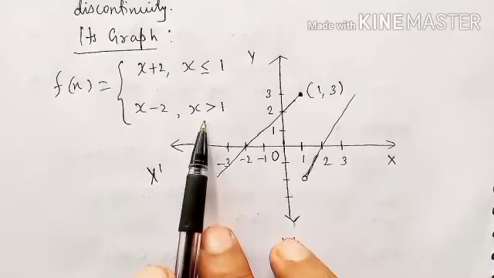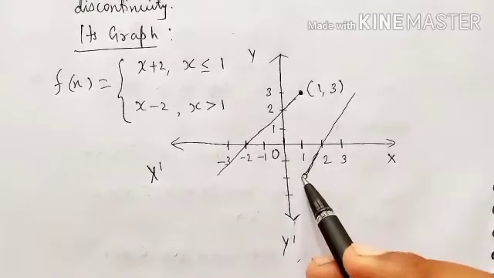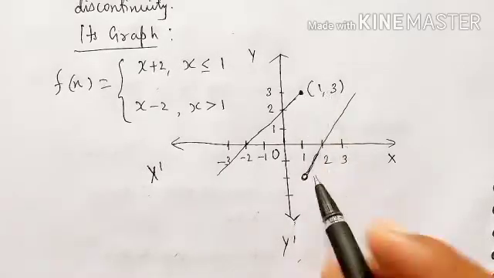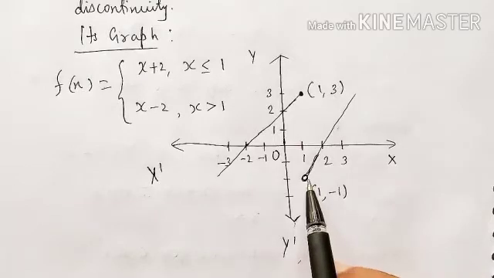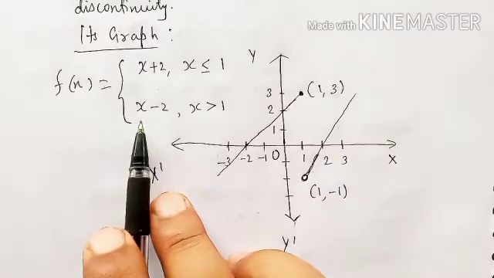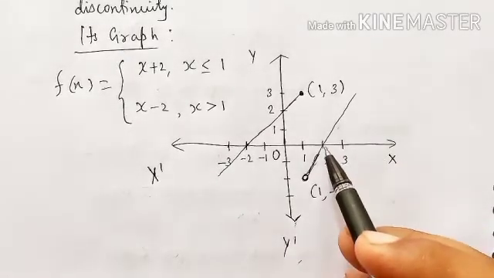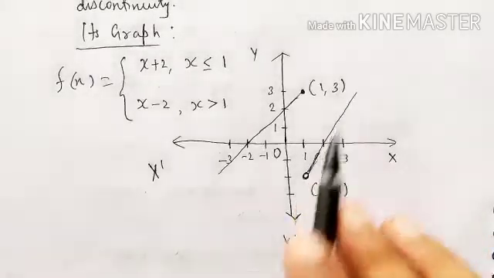When x is greater than 1, this point is blank, because at x equal to 1 it is 3, and here this point is 1 minus 1, but this is blank. And to the right of 1, f(x) is x minus 2, so the graph proceeds in this way. You can check values. If you take x as 2, then it passes through this point, that is (2, 0). After joining and proceeding, this is the graph.